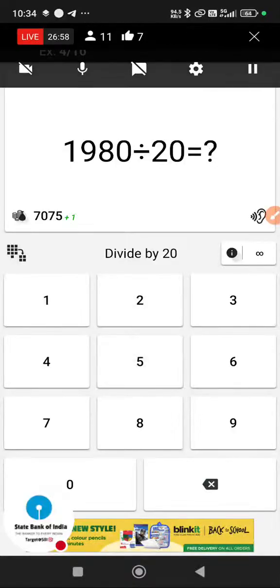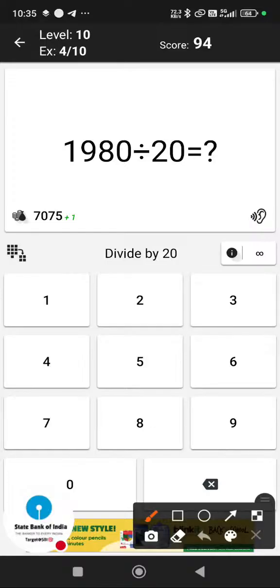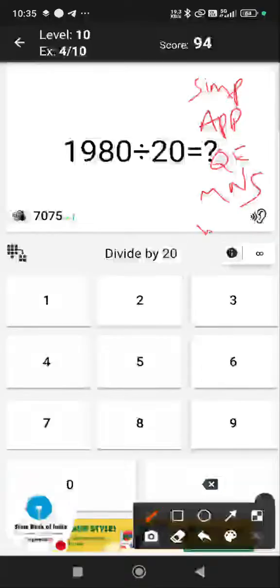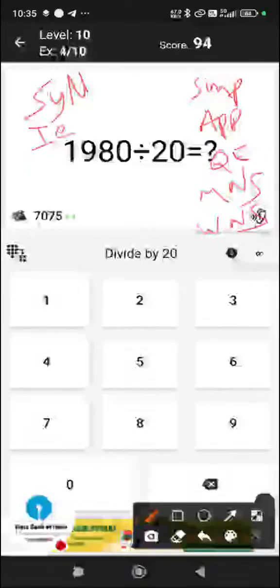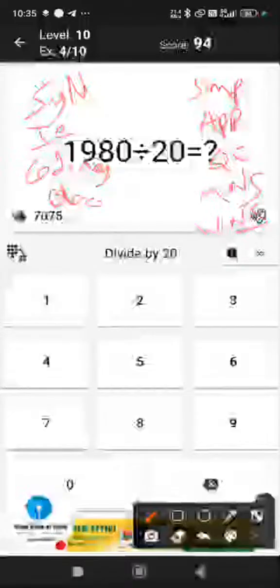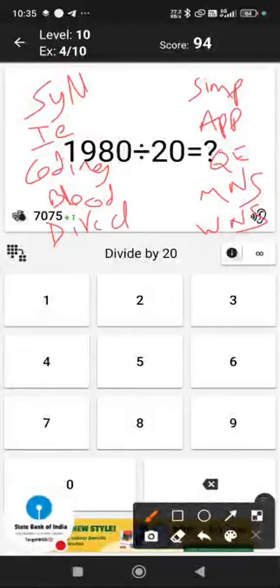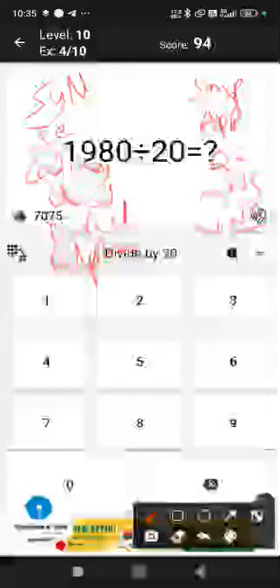Okay, how much time has it started? So we are going to see 3 more minutes of this speed maths. After this speed maths, after 3 more minutes, we are going to see simplifications, approximation questions, quadratic equations, missing number series, wrong number series, syllogisms, inequality, and coding, decoding, blood relations, and directions, alphanumeric series. So please do watch till the end.